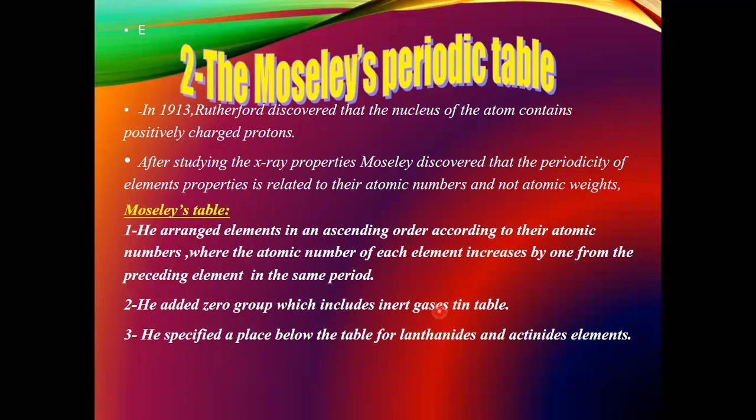اوكي يبقى mostly عمل ثلاث حاجات: arrangement of elements according to their atomic number not the atomic weight, added zero group اللي هي inert gas which are completely filled with electrons in their outermost, and he specified the place below the table for lanthanides and actinides.